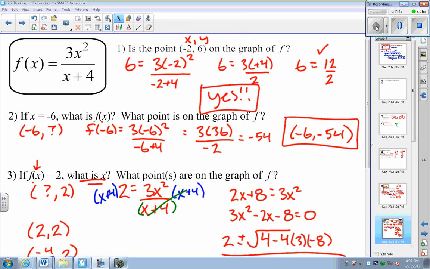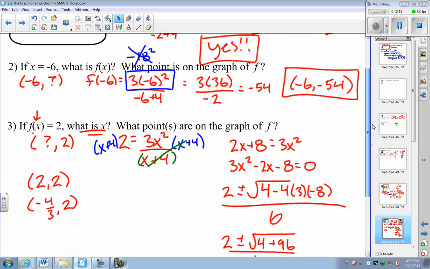All right, here's what I got for some solutions. So first one I got yes, the math works out. For the second one, I plugged in a negative 6. This would be a really good time to discuss order of operations. So like this piece right here, it's not negative 18 squared. You have to do the exponents first, so it's 3 times 36. If you do that, you'll get negative 654.